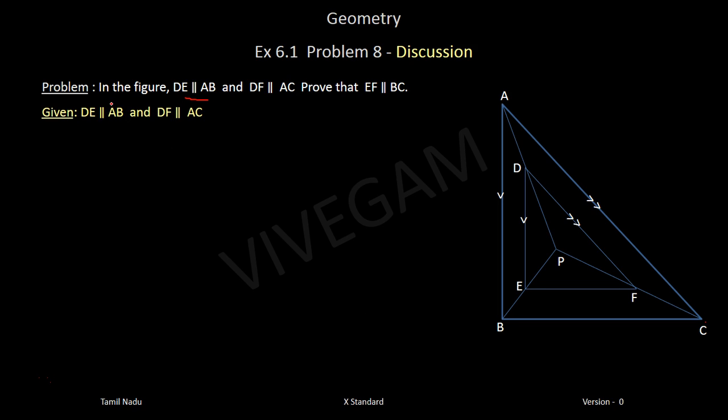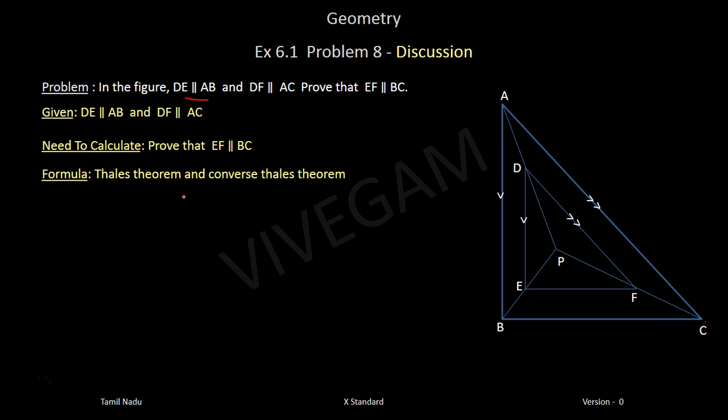So we are given the conditions that DE is parallel to AB and DF is parallel to AC. We need to show EF is parallel to BC. Thales theorem and the converse Thales theorem will be applied here. Step 1. Review the given figure and identify the triangles for applying Thales theorem. That's what we did, no? Since this line is parallel to this line, you can apply Thales theorem for this triangle. Similarly, this line is parallel to this line, so you can apply Thales theorem for this triangle.